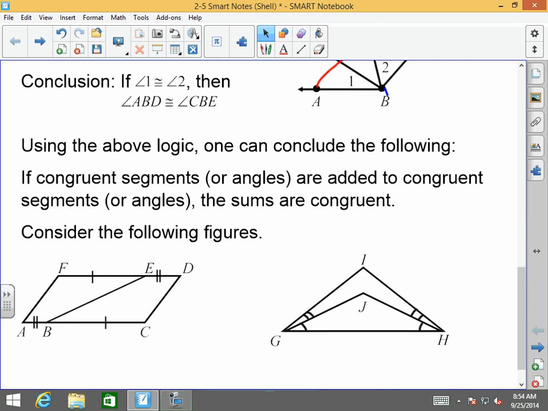I know that FE is congruent to BC. I know that DE is congruent to AB. Let's put some numbers, okay? Remember that numbers can sometimes really save your life here. Let's just say for giggles that FE is 5, then BC has to be 5. Let's say that DE is 2, and let's say that AB is 2.